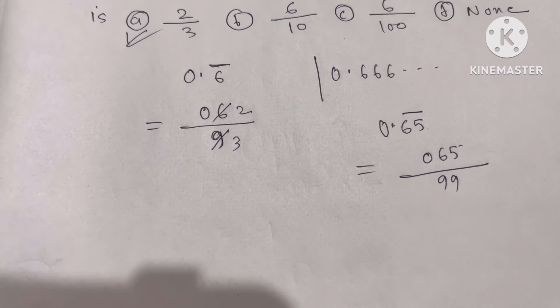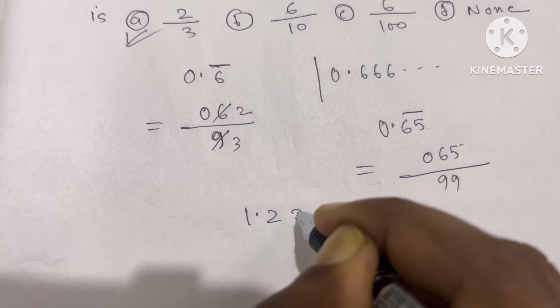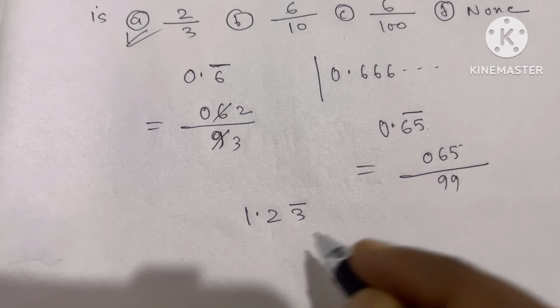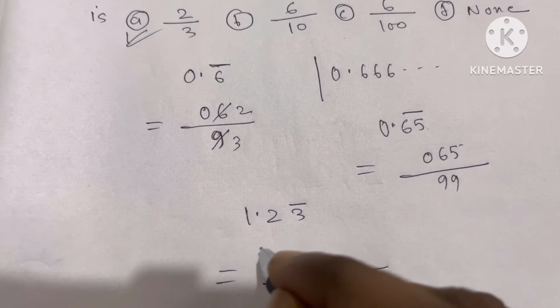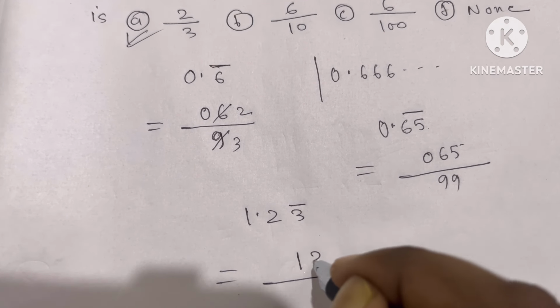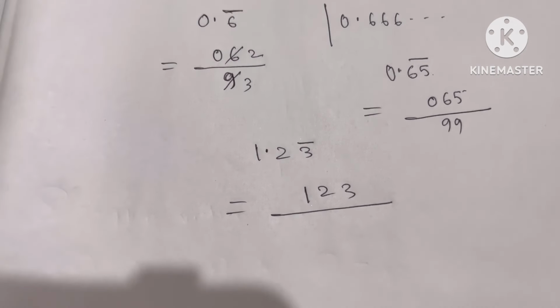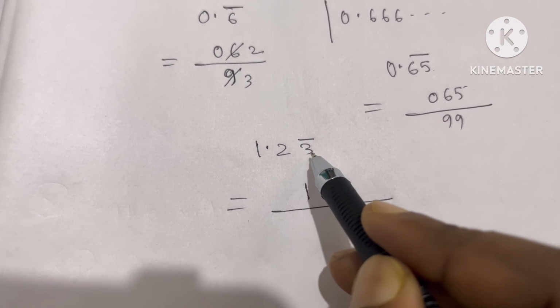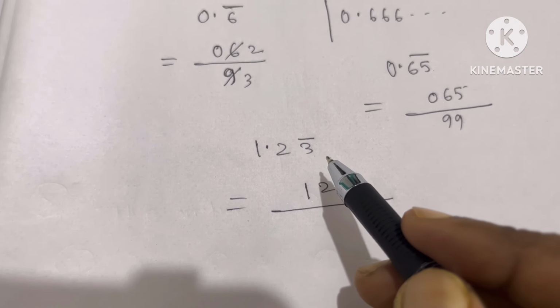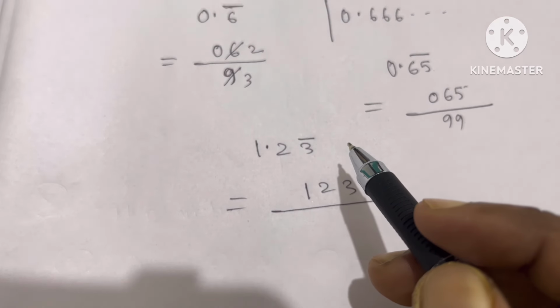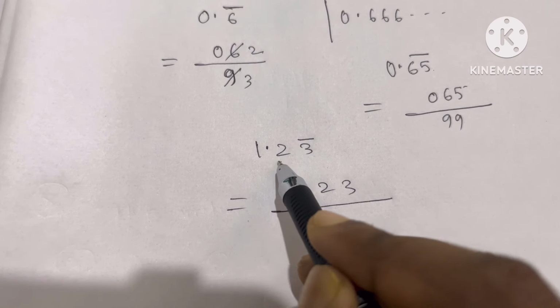So let me take one more example. Suppose 1.23 bar. How do we write it in p by q form? Remove the point and bar and write the numbers in the numerator: 123. After the decimal, if you observe, there are 2 digits. So in the denominator there will be a number which has 2 digits. Yes or no? In the denominator there will be 2 digits, because after the decimal there are 2 digits.